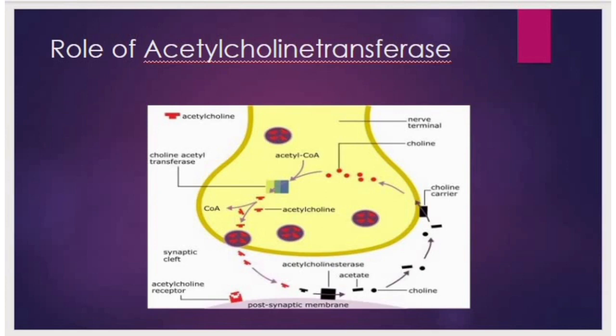Now let me show you how choline acetyltransferase works. This is choline acetyltransferase, which is responsible for the transfer of an acetyl group from acetyl-CoA to choline, resulting in the formation of acetylcholine. This acetylcholine is stored in the nerve terminal, and whenever there is an action potential, it is released into the synapse.